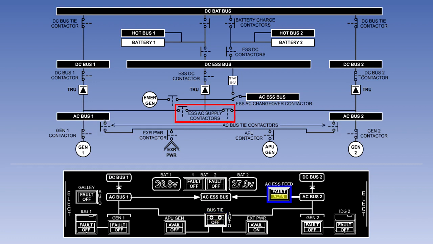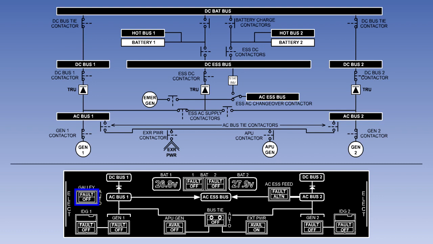As we have said, the essential AC busbar is normally supplied from AC busbar 1. The AC essential feed switch allows the pilot to select AC busbar 2 as the source of supply for the essential AC busbar. The two battery switches allow the pilot to disconnect the battery charging circuits by locking open the battery charge contactors. The fault lights in the battery switch lights illuminate if the battery charging current is excessive.